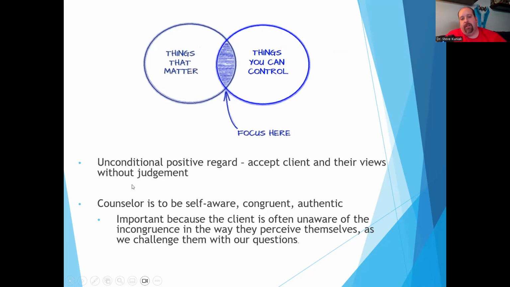Unconditional positive regard. Accept your client and their views without judgment. Ask a question, you get an answer back that you don't much care for, it doesn't matter. Unless it's putting someone at risk for harm, and not in an individual's value system, like my value system beliefs around harm, but an objective harm. It doesn't really matter what my client's information is. I don't have to like it. My clients deserve my care so long as they're not hurting someone else or themselves.